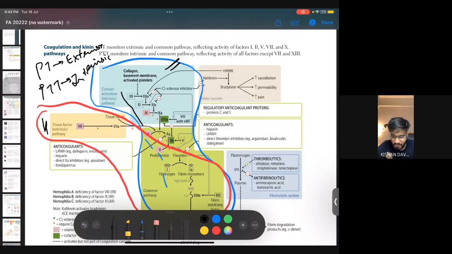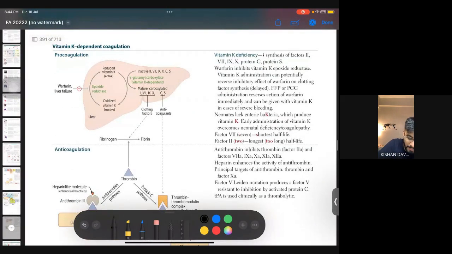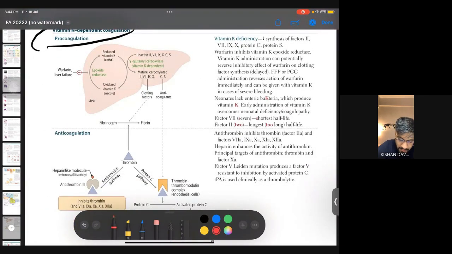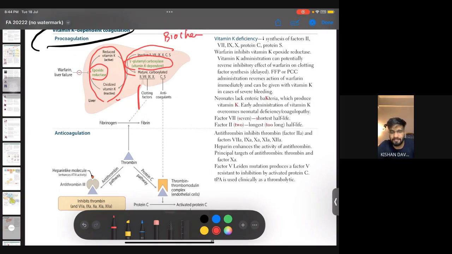What else do you need to remember? Moving ahead, we have vitamin K dependent coagulation. Okay, now this is also very important because in this diagram they have explained it beautifully. The reduced vitamin K is activated by the enzyme epoxide reductase, and then they will convert this into this. So this enzyme is very important, gamma glutamyl carboxylase. Okay, all of this we have studied in the biochem part, but there we didn't study in detail. While we were doing vitamin K, all of this was written in one word. Okay, so this is all vitamin K dependent, and these enzymes are vitamin K dependent. That's why we studied them in biochemistry in the vitamin K part.